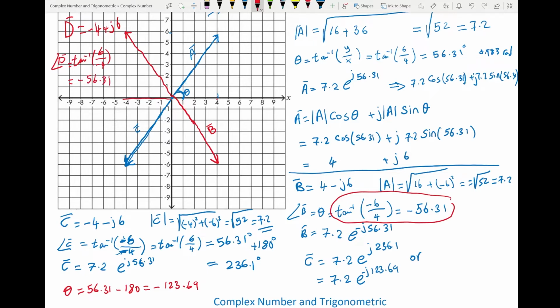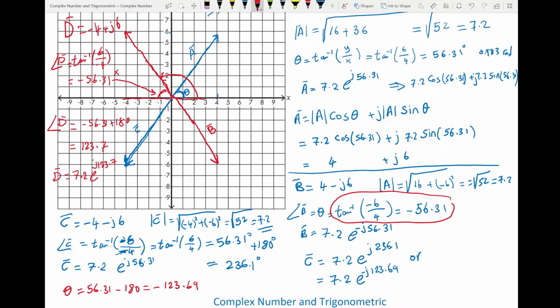The angle between the x-axis and this vector here is this. It's not this one here. That 56.31 is this one. So that is wrong. So for the correct answer, you add 180 degrees to this value. So it will be minus 56.31 plus 180. And this will be 123.7. So vector D in polar form will be 7.2 e^j 123.7.